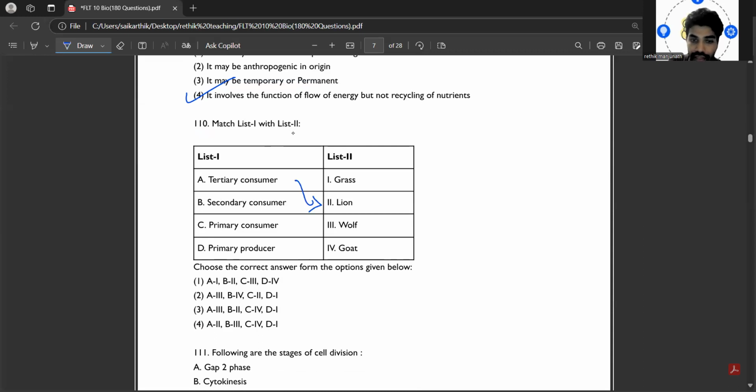Yes. The secondary consumers will be wolf, correct. Primary consumers will be the goat, correct. So primary producers will be the grass, correct. So fourth one.